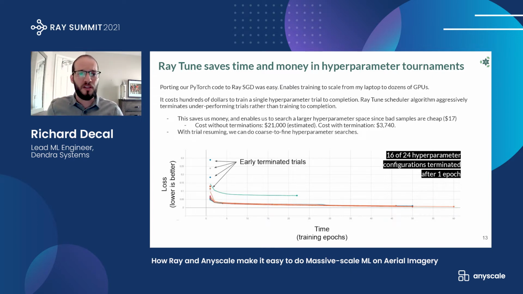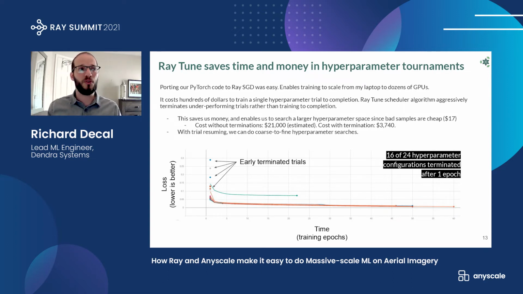And another win is that Ray Tune in the long run has saved us lots of money due to a few features that it has. So in this image, the x-axis is time and the y-axis is loss, where the higher up this is, the worse the performance of the model is. And each one of these different traces is a different trial with a different hyperparameter configuration. So one thing that Ray Tune does is it has schedulers that can aggressively terminate underperforming trials instead of letting them train to completion. And one estimate is that if we were to have done this same exact hyperparameter tournament without this, we would have spent around $20,000. Instead, we spent less than $4,000. So a major win.